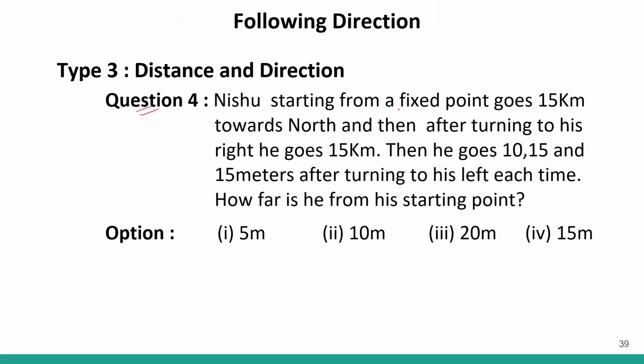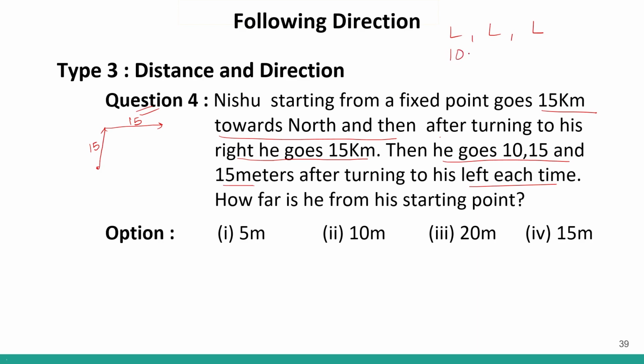Nishu started walking from a fixed point. So let's say this is the fixed point and goes 15 kilometers towards north. He then takes a right and goes 15 kilometers. So again, right and goes 15 kilometers, right? Then he goes 10, 15 and 15 meters after turning to his left each time. So he took 3 turns, left, left, left.